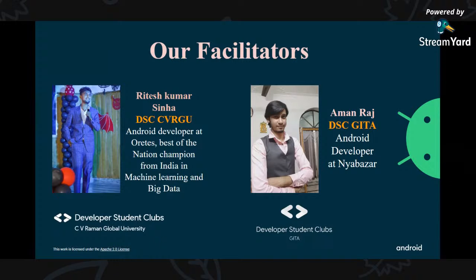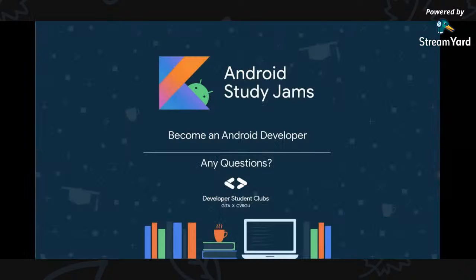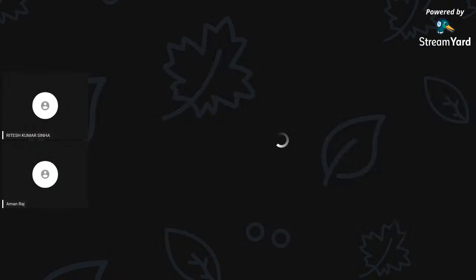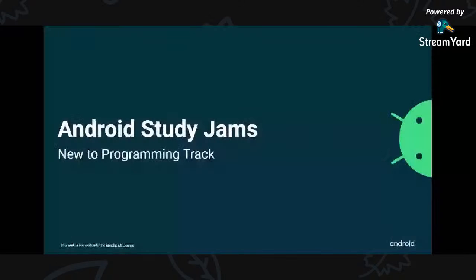Now coming to the facilitators, who play the main role in this Android Study Jam. So from DSC CVRGU, I myself, Ritesh Kumar Sinha, am the Android Study Jam facilitator. I am an Android developer at Orates and I have got the Best of Nation champion from India in machine learning and big data. Now coming to the facilitator of DSC GITA, it's Aman Raj, Android developer at Naya Bazaar. Now I would request Aman to start with track 1.